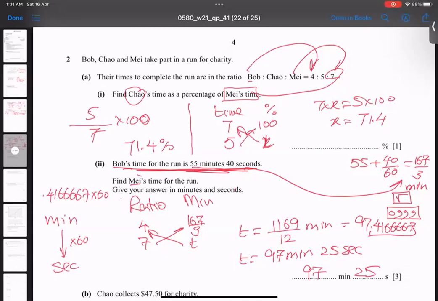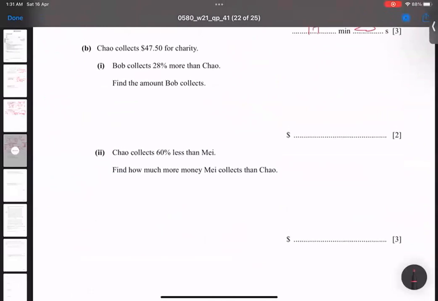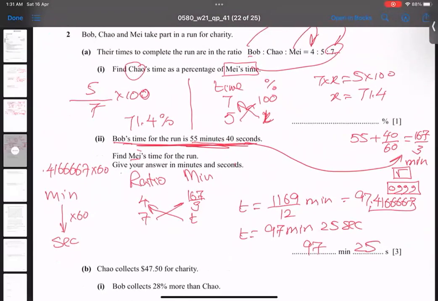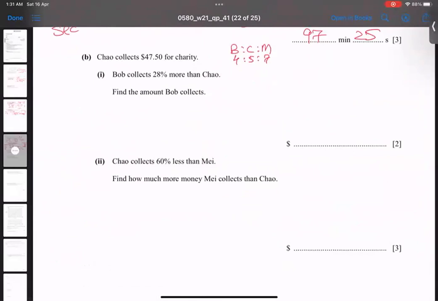Let's talk about the next part, the D part below. C collects, again we need a ratio. So wait a minute, please, maybe I need a 4. I'm writing ratios. So B, C, and M ratios are 4, 5, and 7. Have a look now at what the question is asking us. C collects 47.50 for charity, mentioned in the first line. And Bob collects 28% more. What is the amount for Bob? So we have to calculate the 28% more.